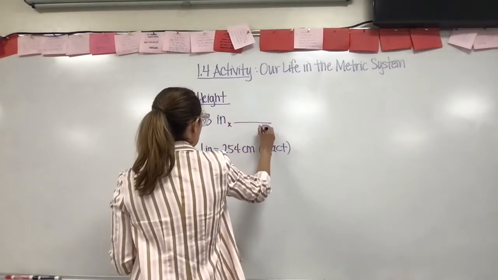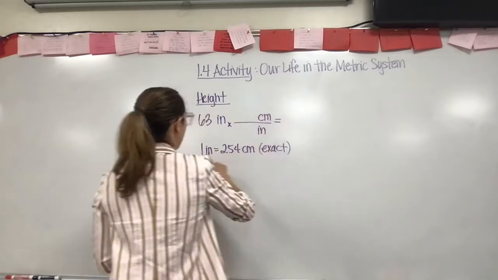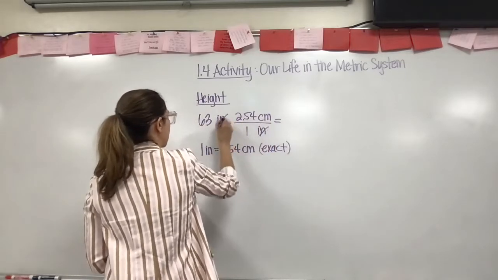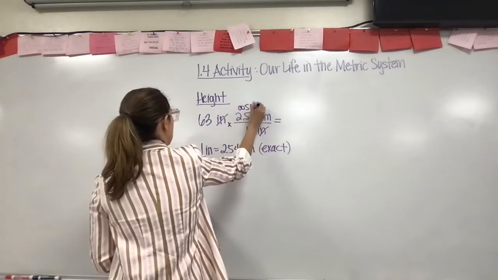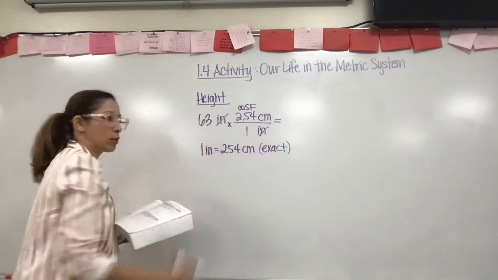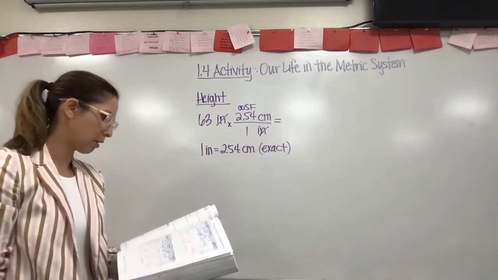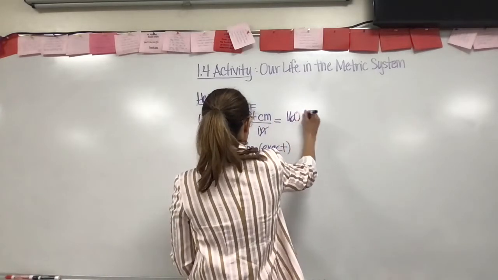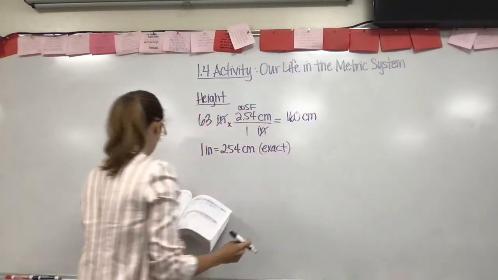So you would put inches on the diagonal, centimeters on top. The number 1 goes next to inches, the 2.54 goes next to centimeters. Since this has infinite sig figs, you would use the sig figs that are in the original measurement in your final answer. Okay, so here if you multiply across, you would end up getting 160 centimeters.